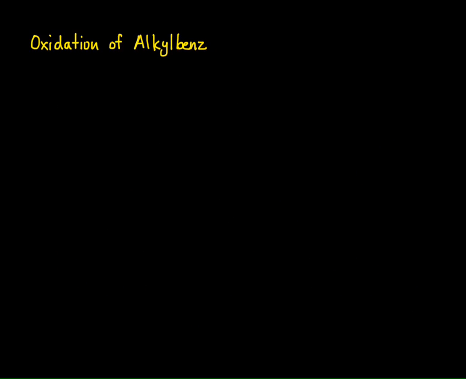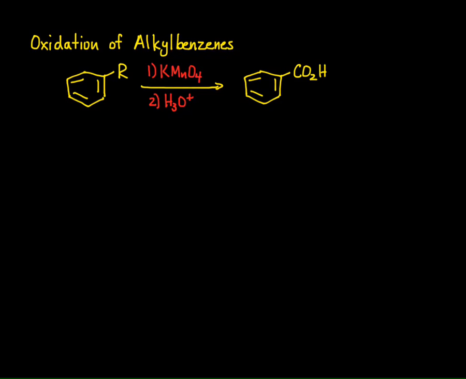Another reaction that we have talked about this semester is oxidation of alkylbenzenes. If I take an alkylbenzene and treat it with potassium permanganate, I oxidize that R group all the way to benzoic acid. Remember that the R group has to have a benzylic hydrogen in order for oxidation to take place.